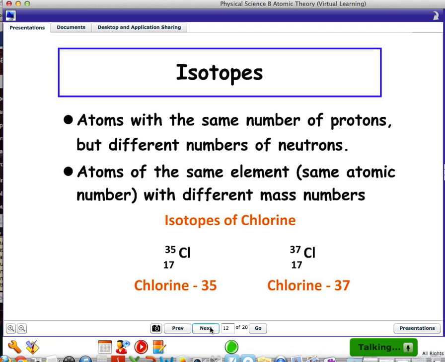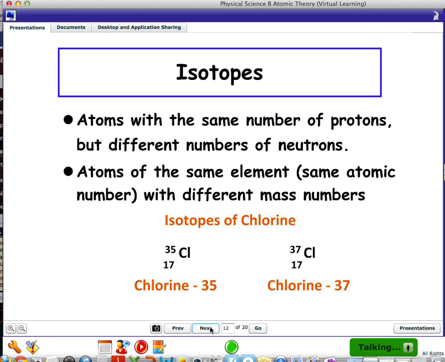So now we have isotopes. Isotopes are a little bit different than the ion charges. They have to do with a different number of neutrons. So we have neutral atoms that are on the periodic table. We have ions, which are a difference of electrons. And now we have isotopes, which are a difference of neutrons. They are the same element, they just have different mass numbers because they have different neutrons.